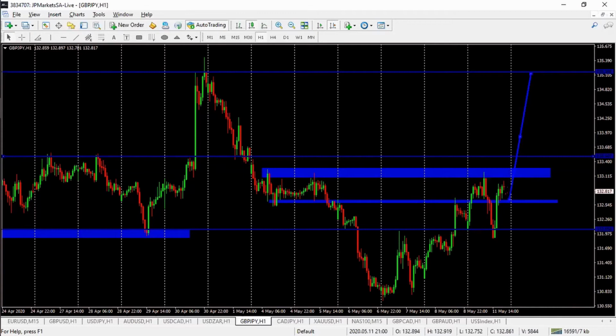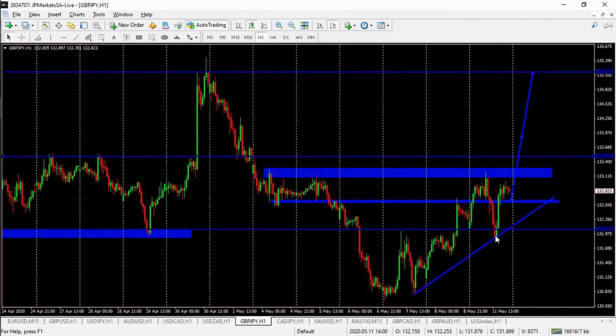So this way we're just considering it as a pullback. And also, if you were to get involved in a trade, maybe you would have got involved here. As you can see, it's pushing up and it was just going to pull back and continue the trend of going up.